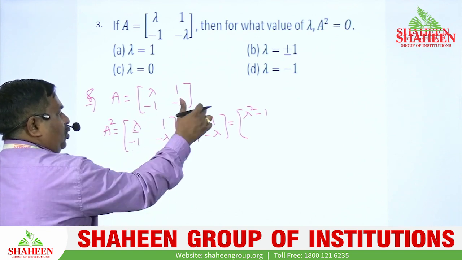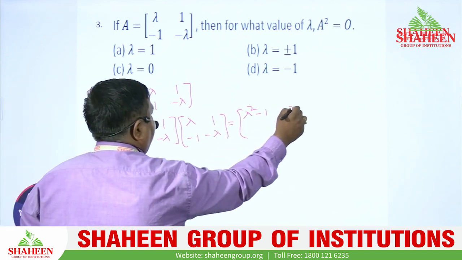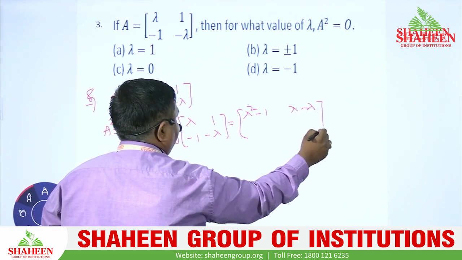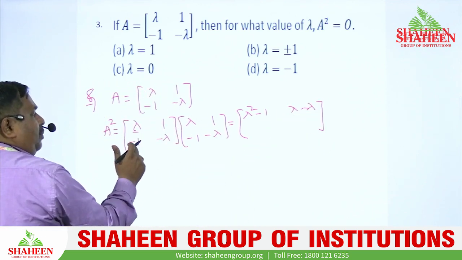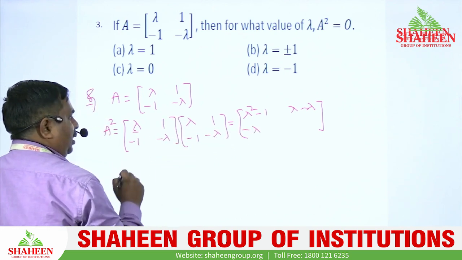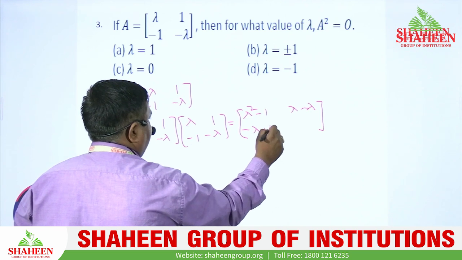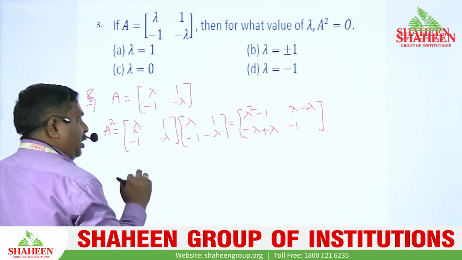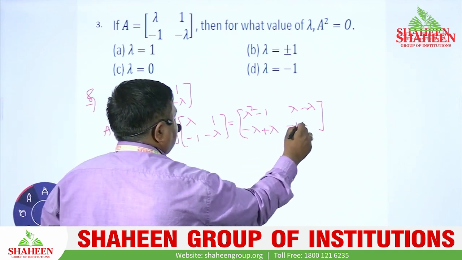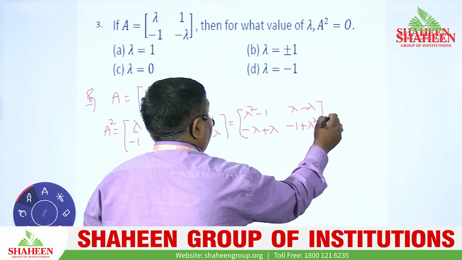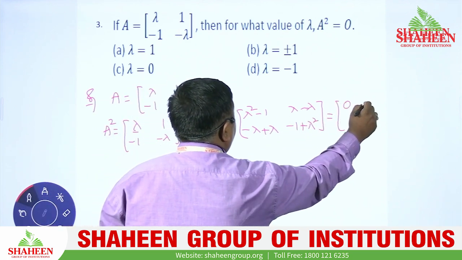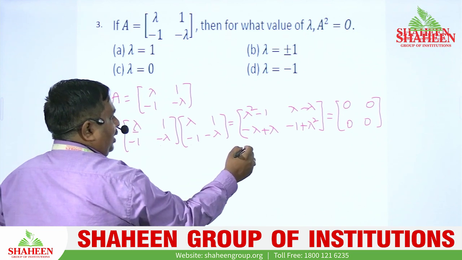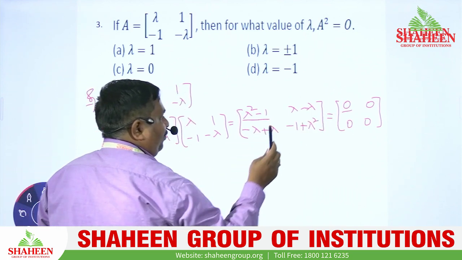Next, first row, second column. Lambda into 1 is lambda. 1 into minus lambda is minus lambda. Second row, first column. Minus 1 into lambda, minus lambda. Minus lambda into minus 1 is plus lambda. And second row, second column. Minus 1 into 1, minus 1. Minus lambda into minus lambda is plus lambda square. It is given that this is equal to a 0 matrix. Equal to 0 means it is the 0 matrix. You can see that here by comparing the first element equal to first element.